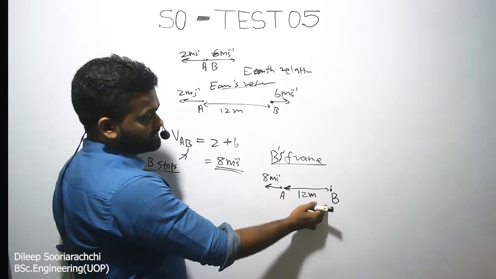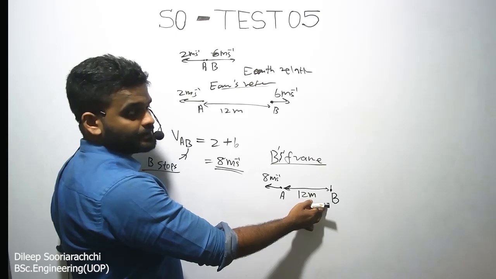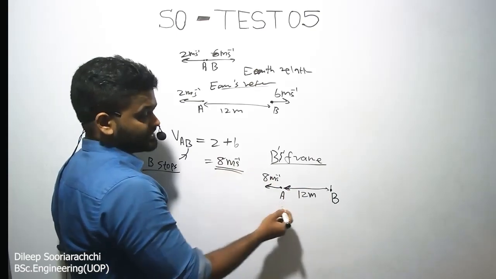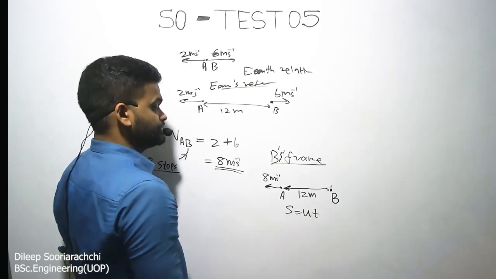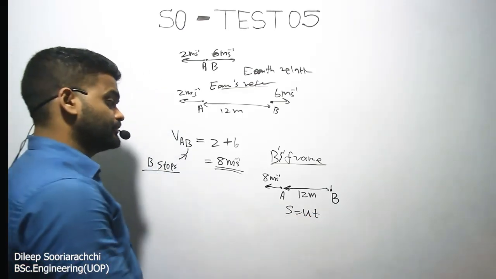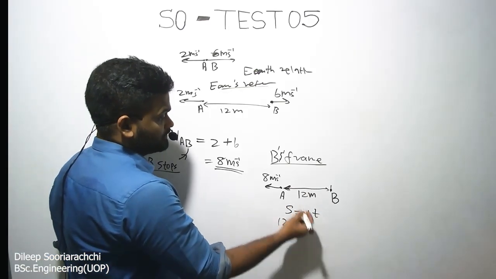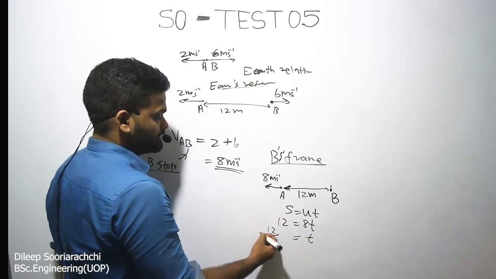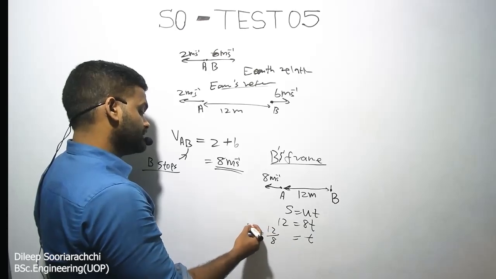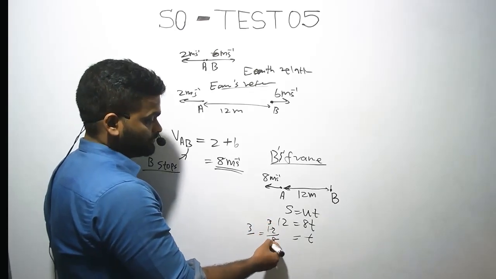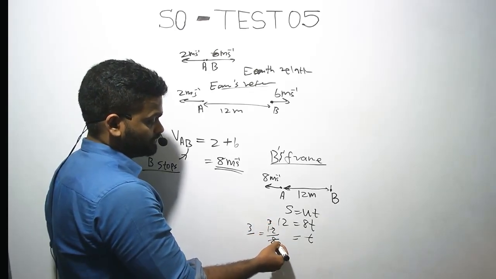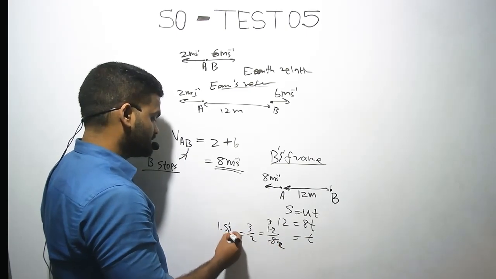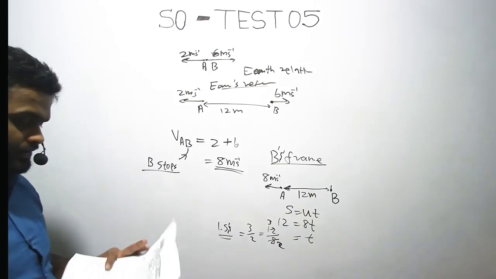So in B's frame, I'm going to find the time. A has moved 12 meters at 8 meters per second. So just apply this equation. Constant velocity, so S equals V times T. The displacement is 12, the velocity is 8, so the time is 12 divided by 8. 12 has 4 threes, 2 fours. 3 divided by 2 means 1.5 seconds. 1.5 seconds.